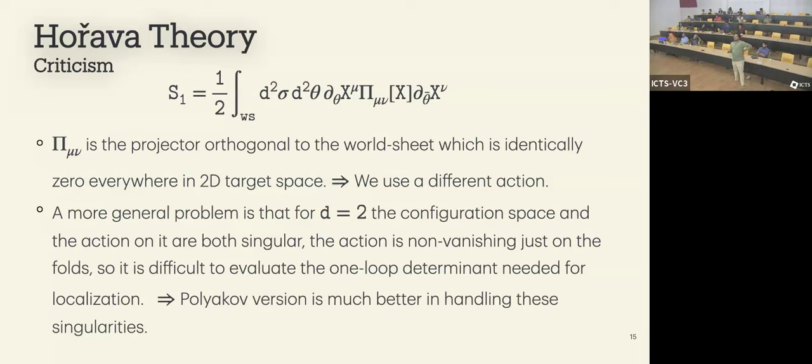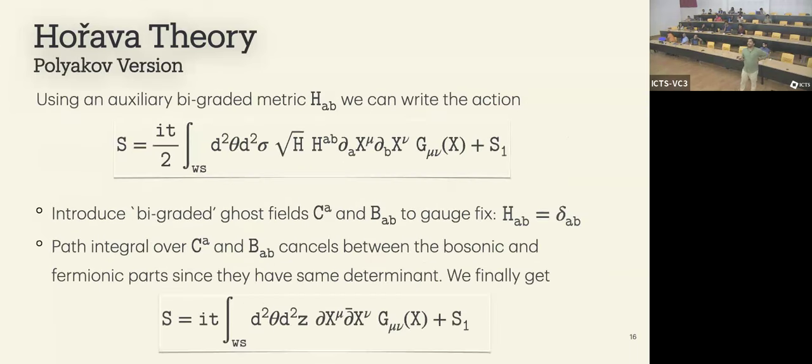Now, the Polyakov version is like this. The same action can be written like square root h of h ab del x mu del x nu g mu nu. G mu nu is the?